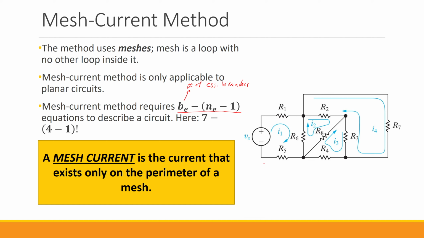So how many essential branches do we have here? So if I highlight the essential nodes in this circuit, we have one essential branch here, the second one is R2, the third one is R6, the fourth one is R8, the fifth one is R5, the sixth one is R3, and finally the seventh one is R7. So in total we have 7 essential branches in this circuit.